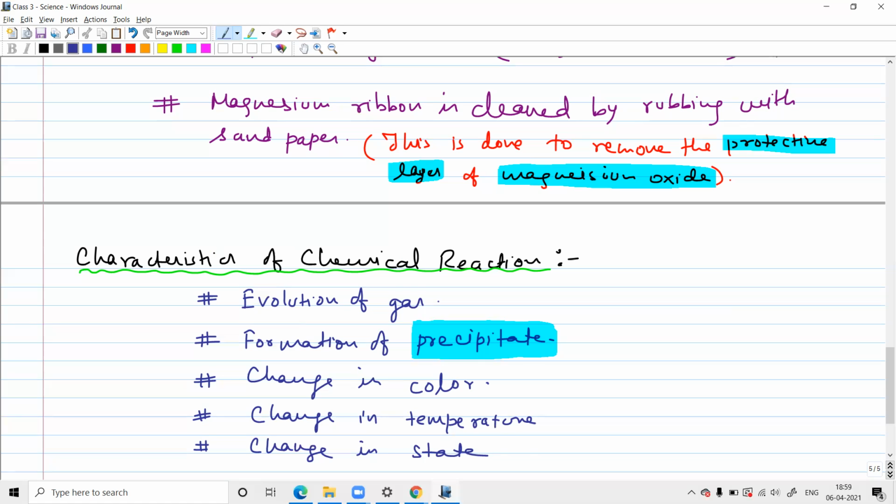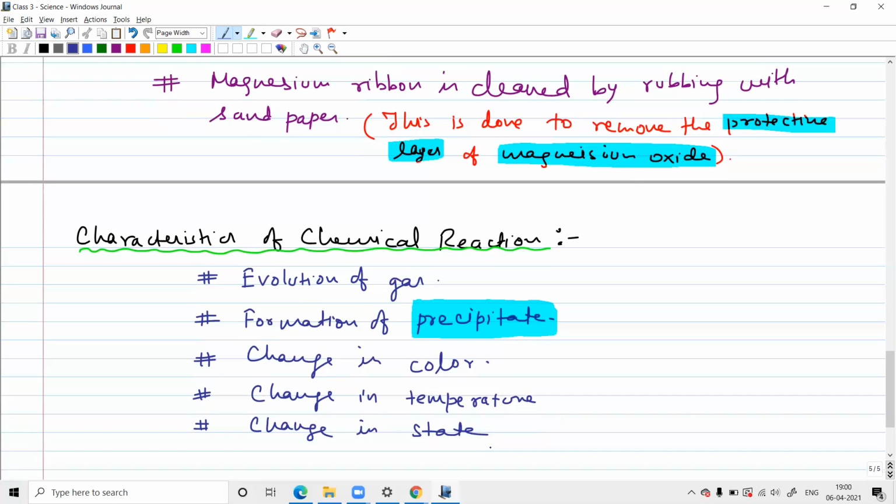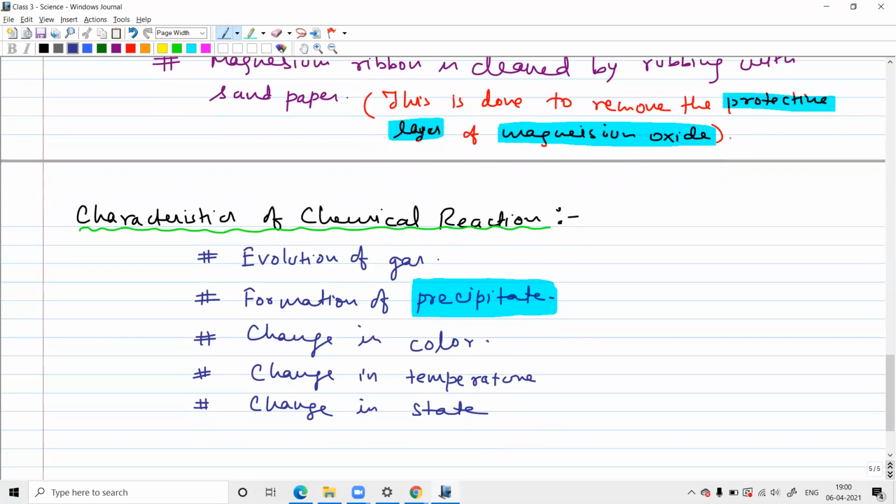Okay. Right. So that's all for today. In the next class, we'll go through these points and maybe take some examples of each of them and try to understand this in more detail. How this indicates that a chemical reaction has taken place. So anybody has any questions from today's class?